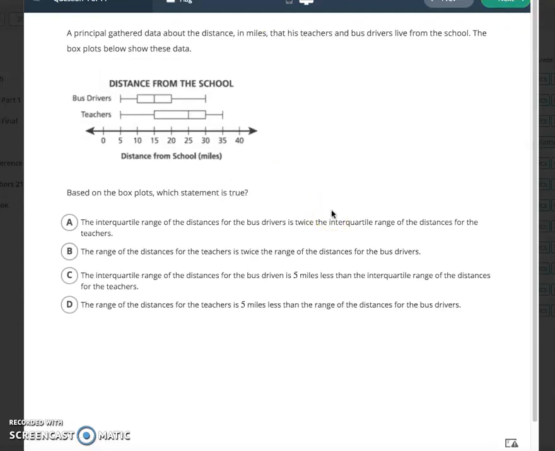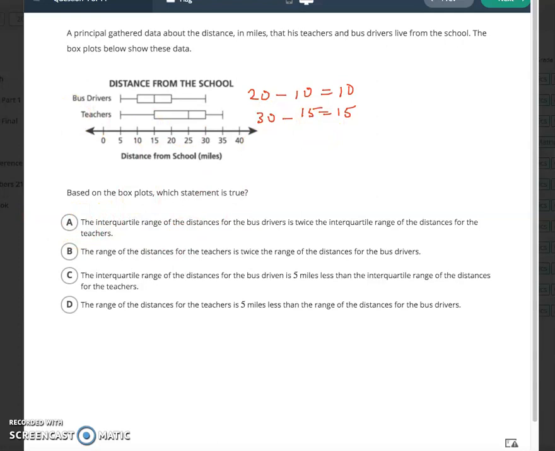Okay, a principal gathered data about the distance in miles that his teachers and bus drivers live from the school. The box plots below show these data. So based on the box plots, which statement is true? So for A, the interquartile range of the distances for the bus drivers is twice the interquartile range of the distance for the teachers. So for the bus drivers, the interquartile range, let's see, Q3 is 20 minus Q1 is 10. So 20 minus 10 equals 10. For the teachers, Q3 is 30 minus Q1 is 15, which equals 15. So the IQR for the teachers is greater.